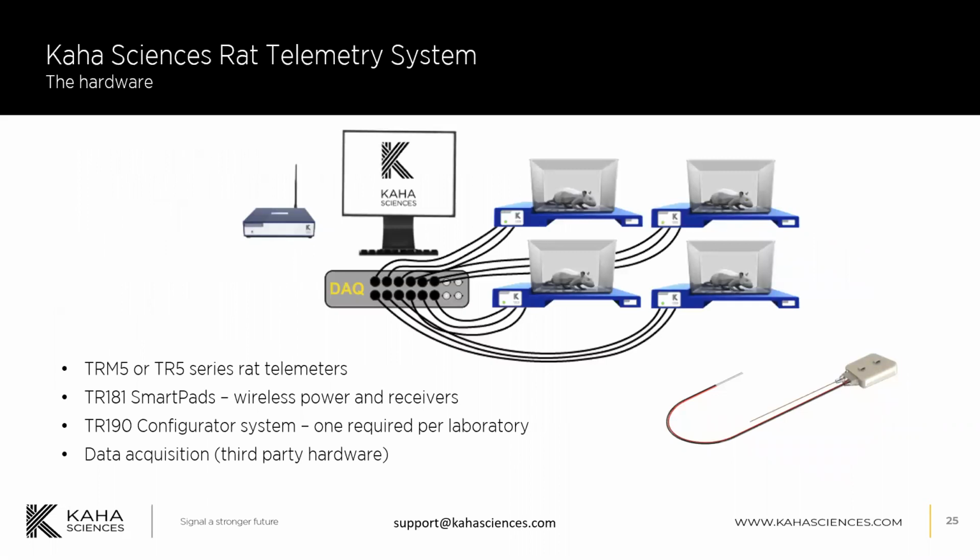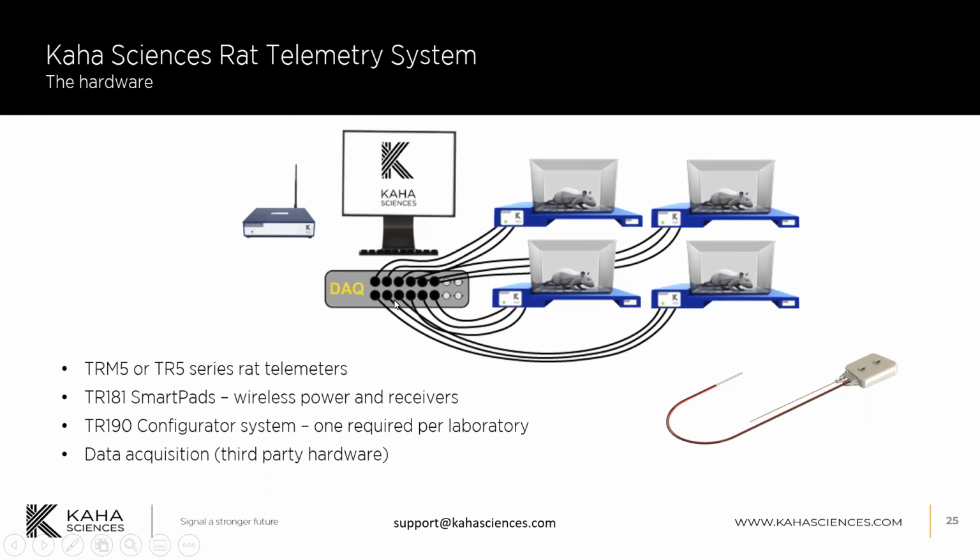So specifically the Kaha rat telemetry system, there are 3 parts to our telemetry system. We of course have the telemeters themselves that are implanted inside the animals, and they have different transducers and amplifiers to pick up the different signals that we're recording, and they transmit them to what we call the smart pad, which sits under the cage of each rat. And that smart pad, I'll go through in a minute, provides wireless power, but also acts as a receiver, and that's then connected to the data acquisition system.